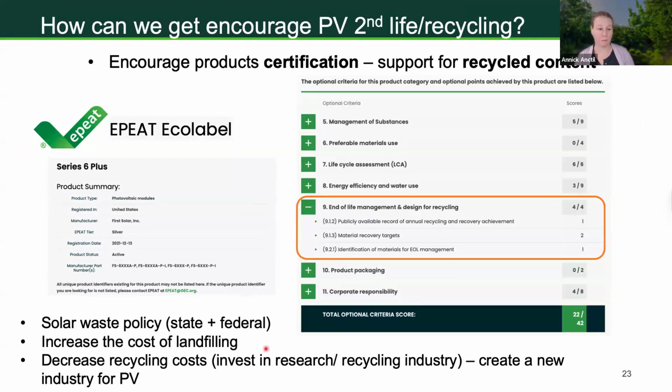The cost of landfilling plays a big role. Michigan is super cheap, so it's like $1 to send a solar module to landfill versus $15 to get it recycled. So the choice is pretty easy for most people. So that's going to change if there's lower cost for recycling and higher landfilling cost.